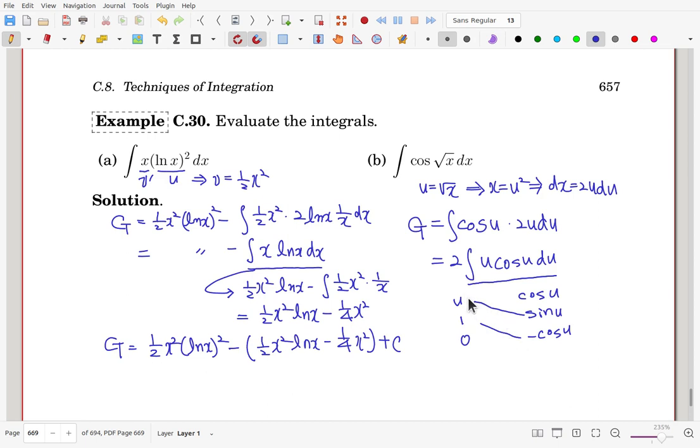So that is now plus, and that is along with a negative sign, so that from this one, the 2 is there, and then this portion is u times sine u. Okay, and that is again minus minus, so that plus cosine u. Okay, that is plus c. Now u is square root of x. If this u is changed by square root of x, then that will be the final answer.